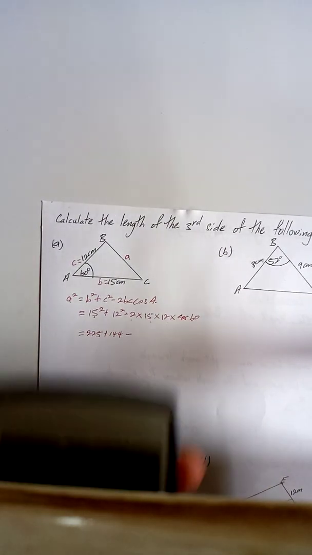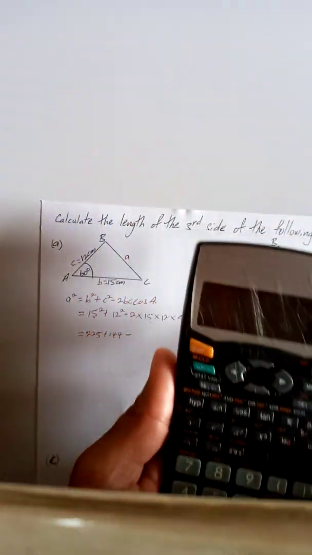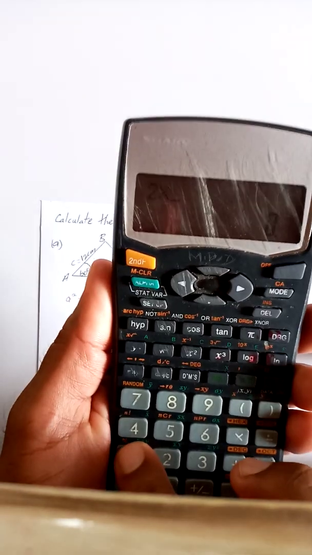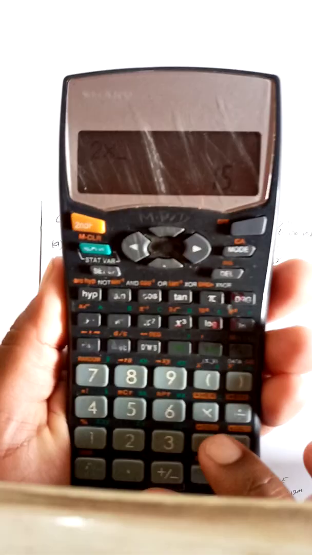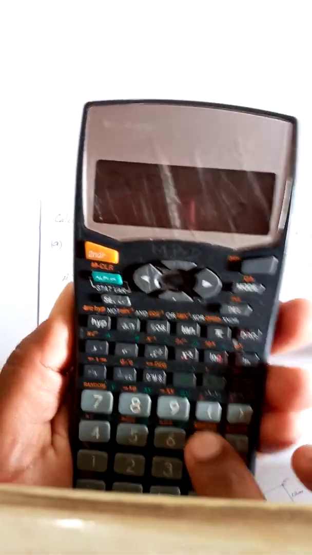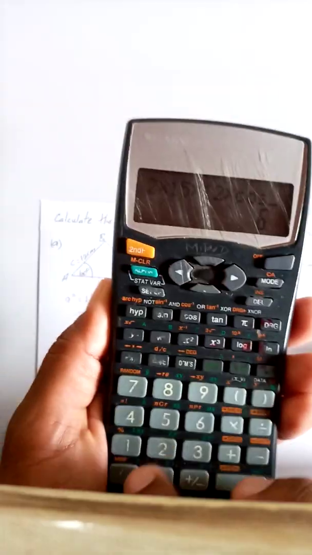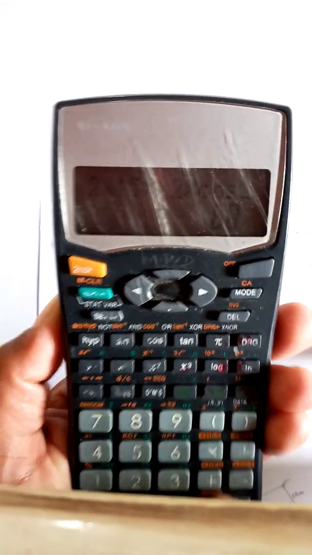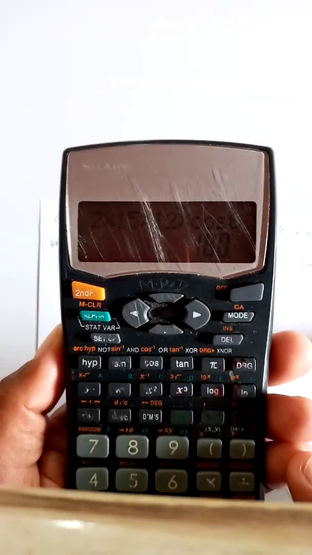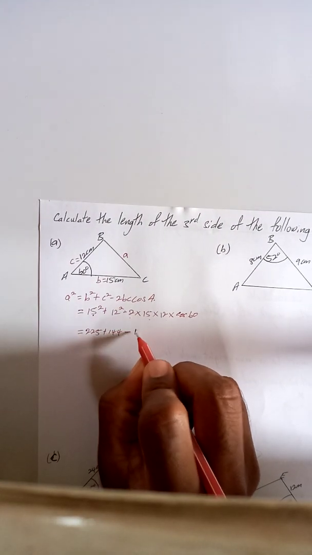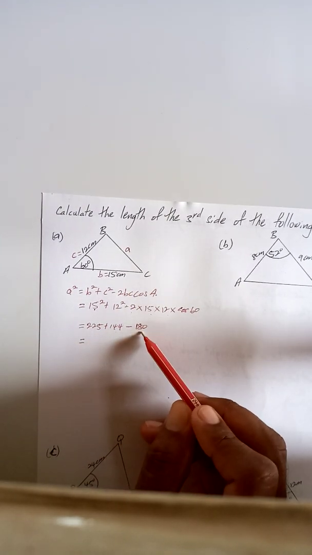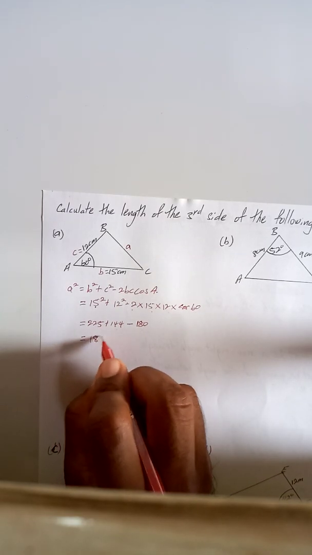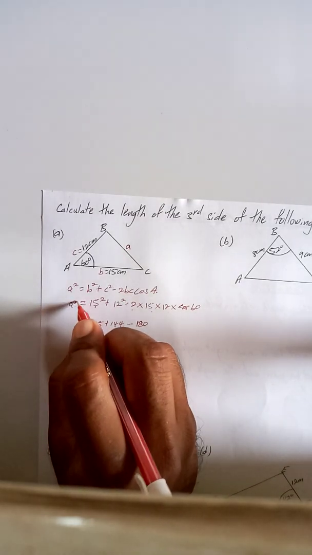Let me use my calculator. 2 times 15 times 12 times cos 60. We should always ensure that our calculator is in degree mode. Good, so the answer is 180 exactly. So I'll put 180 here. Again, we use our calculator, we add these two numbers and we subtract 180. That will give us 189. Good, so a squared is equal to all of this.